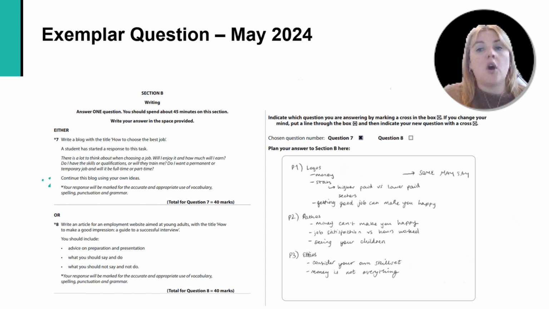Your plan itself is not marked, but it does help you to organise your ideas, and it can also help the examiner to understand your thinking. There is no single correct way to plan. It is whatever works best for you. Some students prefer lists and others prefer mind maps.